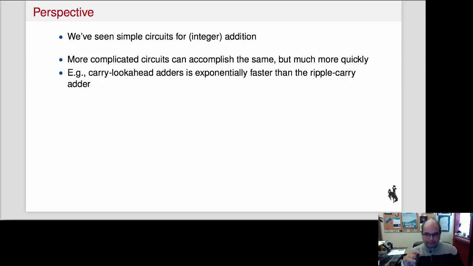Okay, so let's kind of tidy all this up, right? What have we seen? We've seen how to build circuits for integer addition. Okay, simple circuits for integer addition. I mean, if you take the circuits course over in the electrical engineering department, then you might actually build some of these. That's kind of the part and parcel of that.